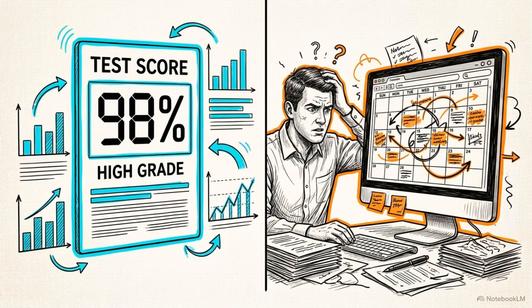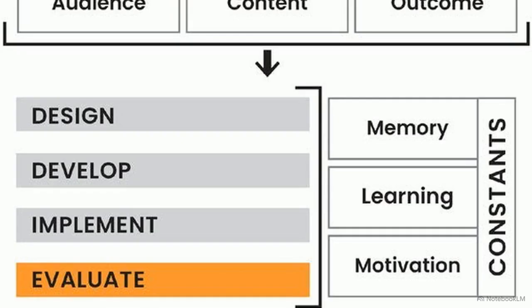wrong cognitive domain. This chart outlines the ADDIE model, the framework used by instructional designers. The final phase, highlighted here, is evaluate. This step has a dual mandate. It must judge the performance of the learner, and it must judge the effectiveness of the instructional material itself.